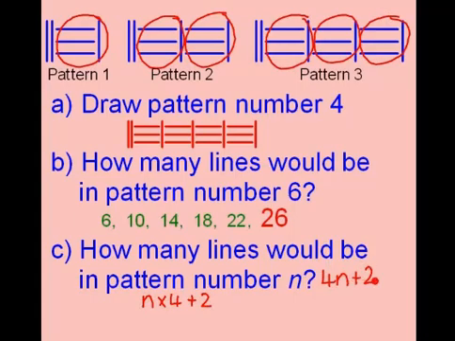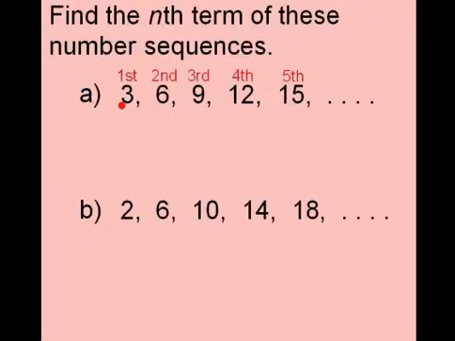I begin by realising that this is the first term, this is the second term, this is the third, fourth and fifth terms, and I'm looking for the nth term. I can see that this is 1 times 3. This is 2 times 3. This is 3 times 3. 4 times 3, 5 times 3. So the nth term would be n times 3. We don't write it like this, we write it as 3n.